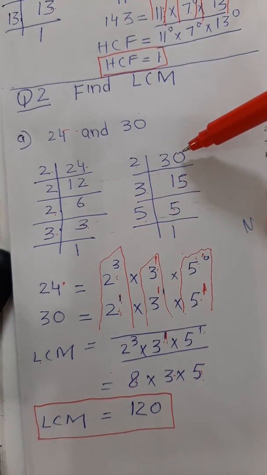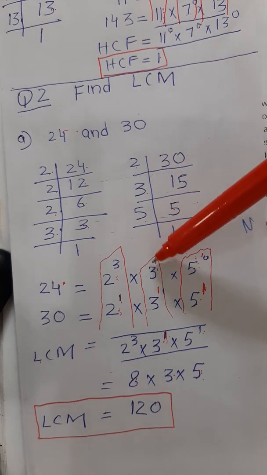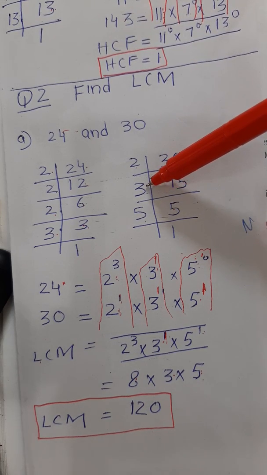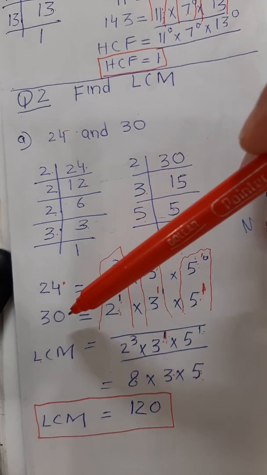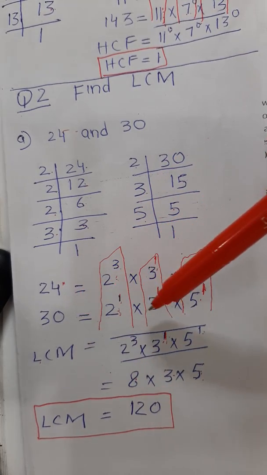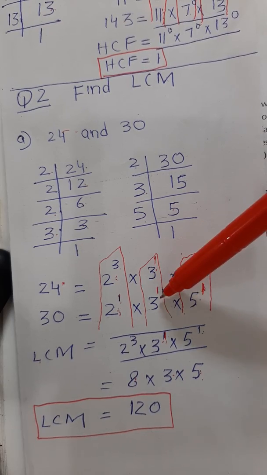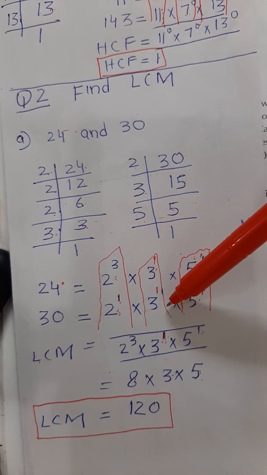Then go to the factors of 30 and look for the same number, that is 3. Yes, we have got a 3 in the factors of 30. Now write down this 3 in the factors of 30, but it should be under the 3, like over here. So this becomes the complete column of 3.